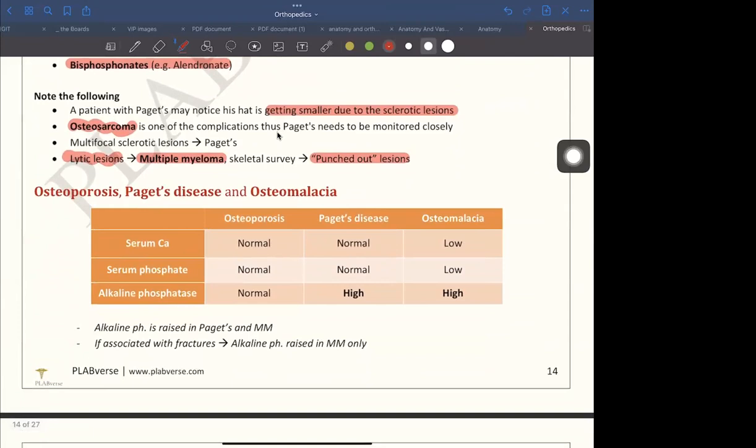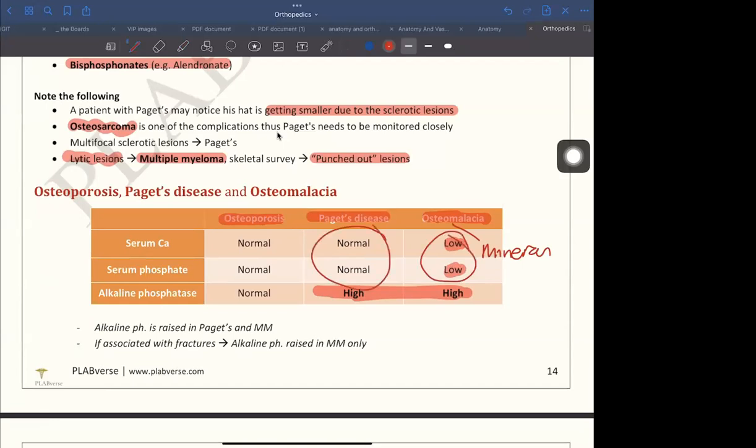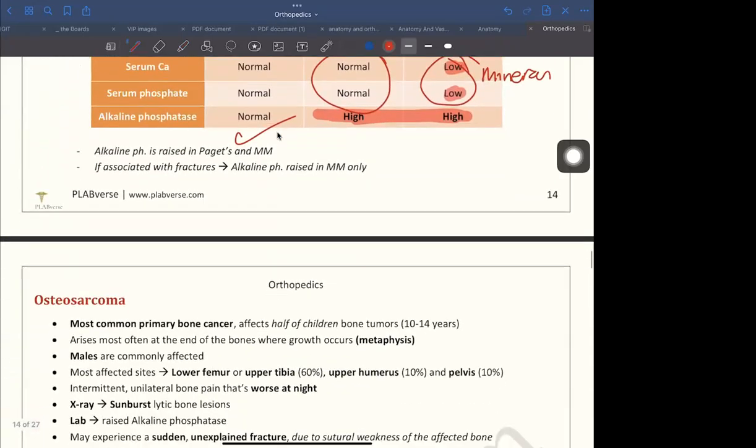So the difference between osteoporosis, Paget's, and osteomalacia is the alkaline phosphatase. Alkaline phosphatase is high in Paget's compared with osteoporosis and osteomalacia. Serum phosphate is normal in Paget's, but low in osteomalacia, and calcium is low too, because we mentioned that malacia is a problem with mineralization. So you have low calcium and low phosphate, but it's normal in Paget's. That will let you differentiate between all the diseases, right?